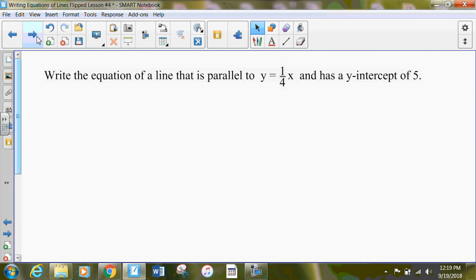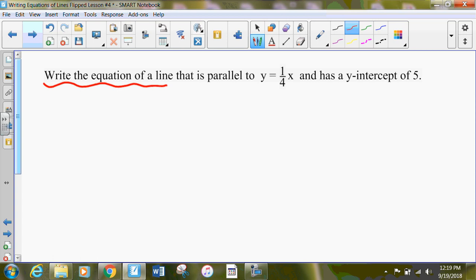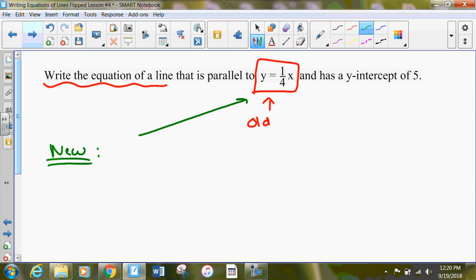Write the equation of a line that's parallel to y equals 1/4 x and has a y-intercept of 5. So here we're just writing the equation of the line. We're not graphing it. So what do we know about parallel lines? That's right, parallel lines have the same slope. So they're giving me an equation already. This is the old equation, and now we want something new. The new equation has to have two things. It has to be parallel to the old line, and it has to have a y-intercept of 5.